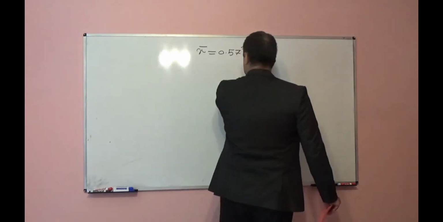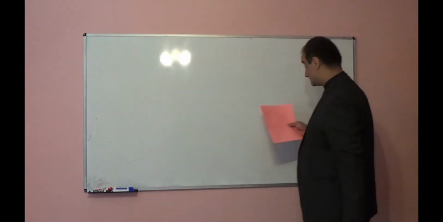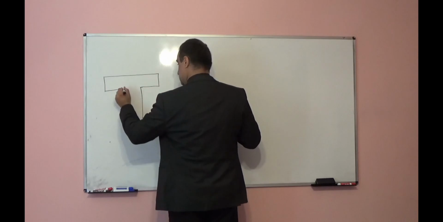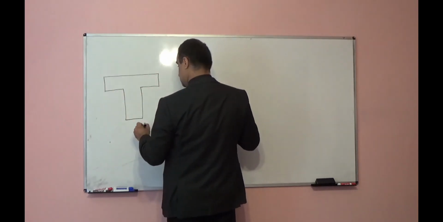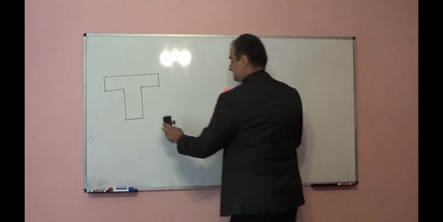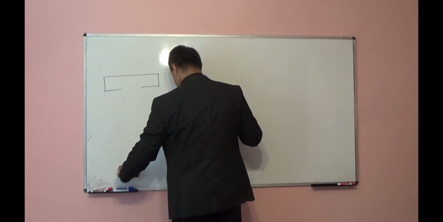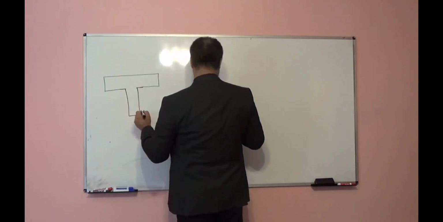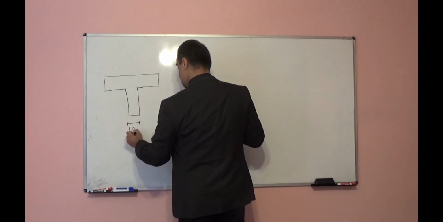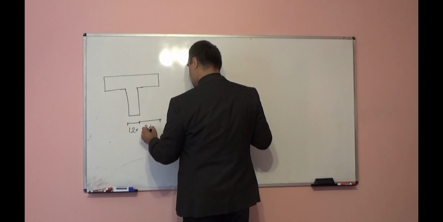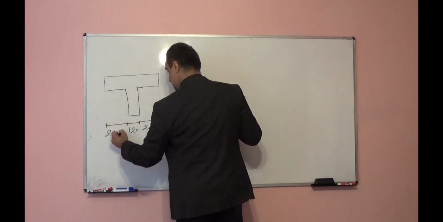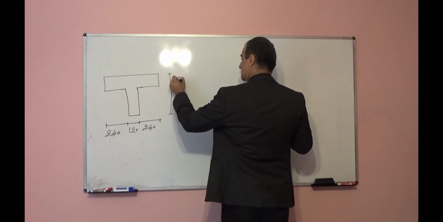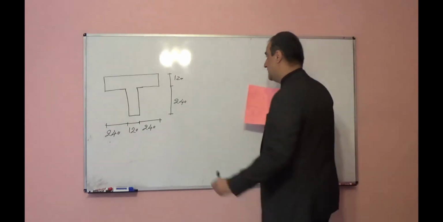Next one is very simple, it is a T section. The dimensions are 120, 240, 240, 240, 120. All in millimeters.